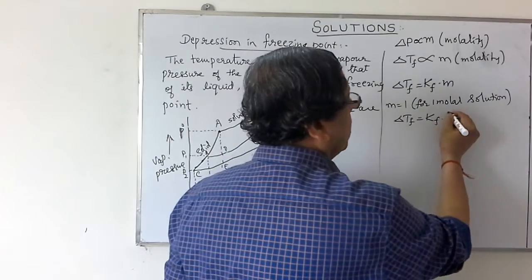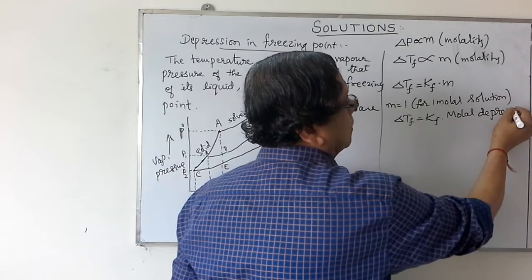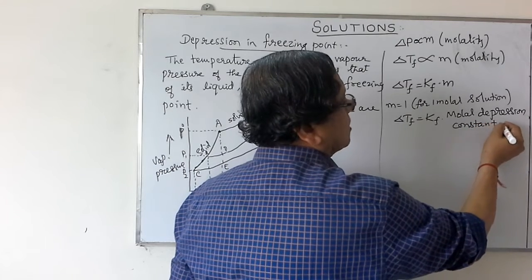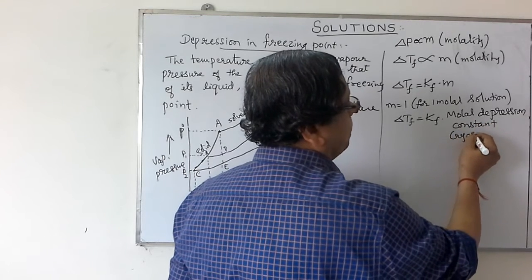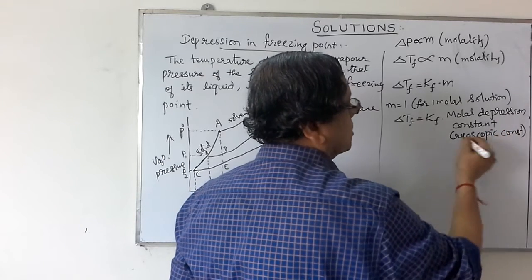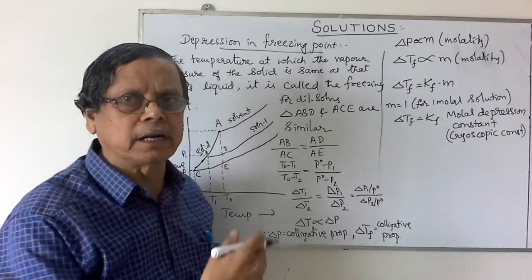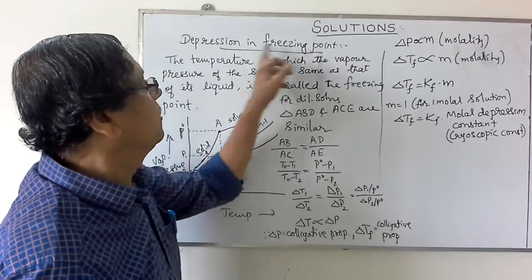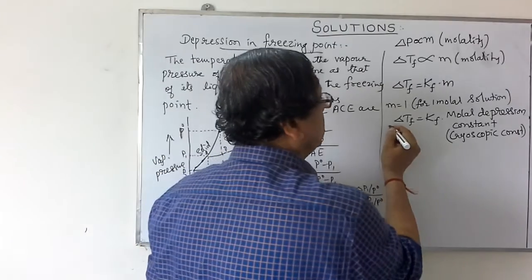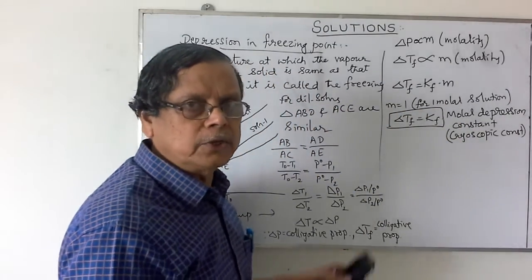KF is called molal depression constant. Molal depression constant is also named as the cryoscopic constant, because depression in the freezing point, or the low temperature phenomena, are called cryoscopy. So this depression in freezing point can be considered as the cryoscopy. But delta TF is actually equal to KF when M is equal to 1, or molal solution is 1.